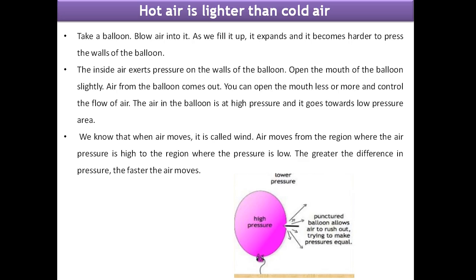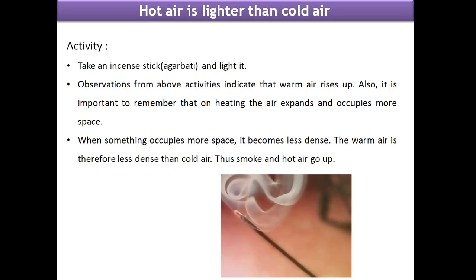The air in the balloon is at high pressure. It goes towards the low pressure area. We know that when air moves, it is called wind. Air moves from the region where the air pressure is high to the region where the air pressure is low. If the pressure difference is more, it moves much faster. That is, the greater the difference in the pressure, the faster the air moves.